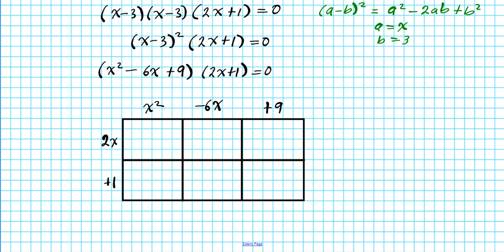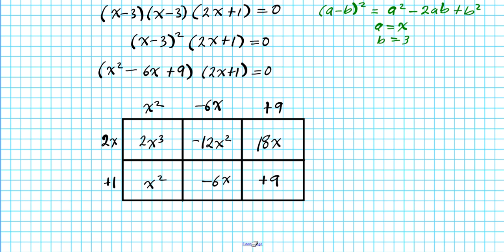We have 2x times x squared, that yields 2x to the third. 2x times negative 6, you get negative 12x squared. 2x times 9 will yield 18x. Now let's go to the second row. We have 1 here, so the multiplicative identity will simply have x squared minus 6x plus 9.